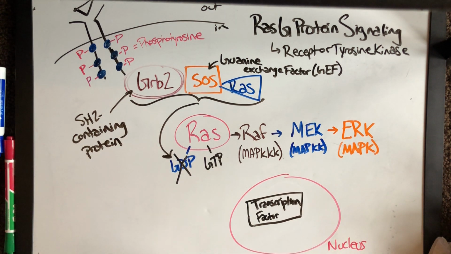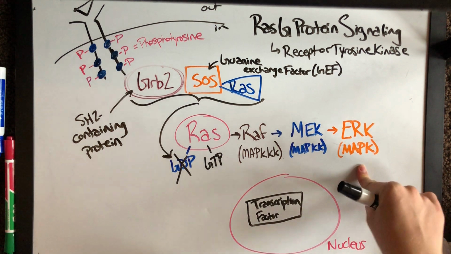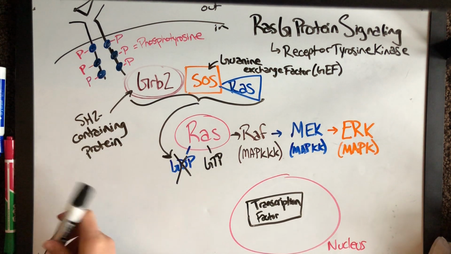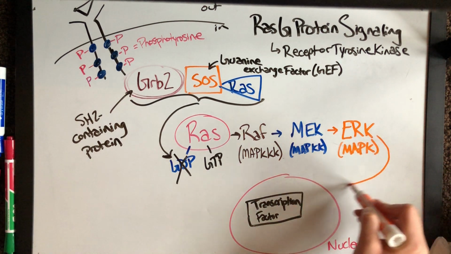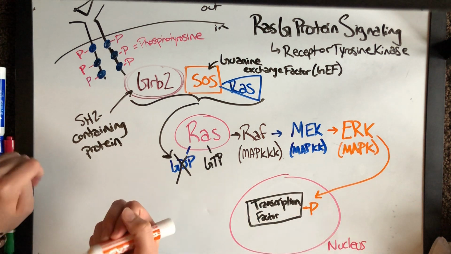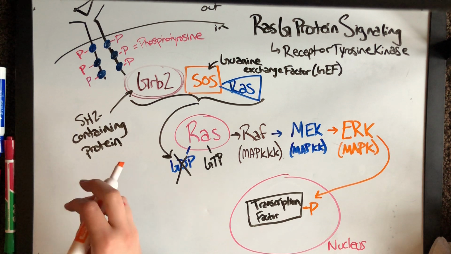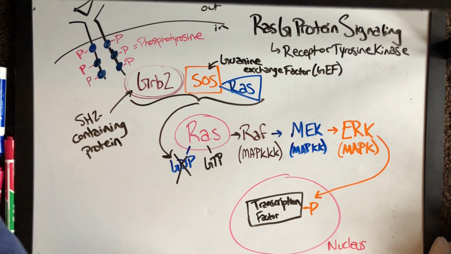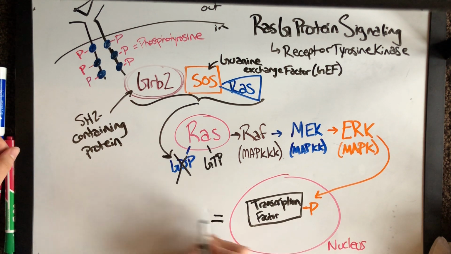So our ERK, also known as MAPK, is a kinase, right? So it can phosphorylate something. It's going to come in and phosphorylate this transcription factor. So we add a P, and that causes that transcription factor to become active, and the end product of this whole thing is to stimulate gene transcription.